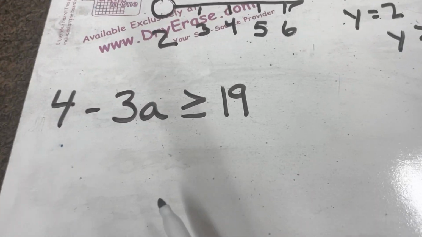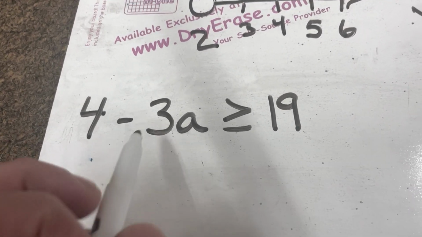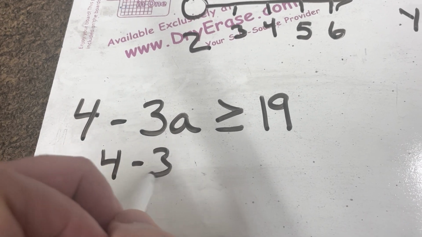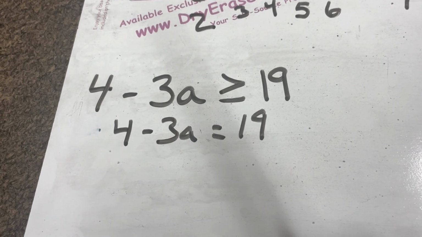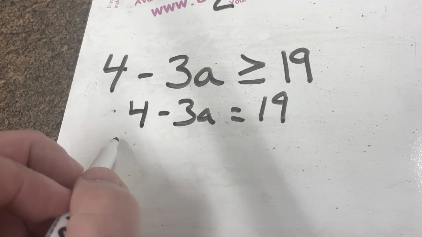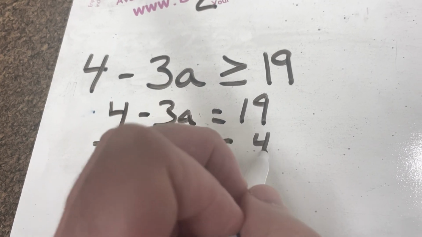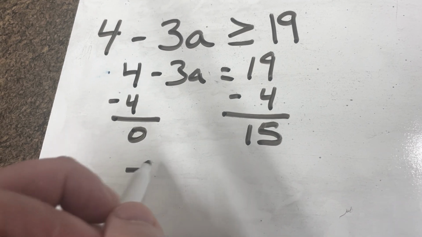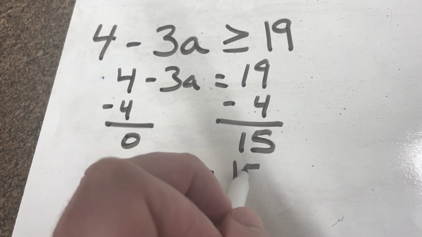All right, here we go. 4 minus 3a is greater than or equal to 19. Well, first of all, we want to think of it as 4 minus 3a equals 19 because I want to solve the equation. Then I'm going to subtract 4 from both sides here. So that's going to be 0. I'm going to subtract 4 here. That's going to be 15. Then I'm going to end up with negative 3a is equal to 15.